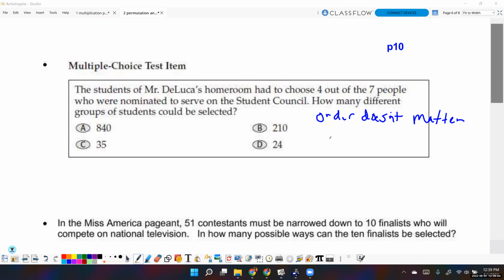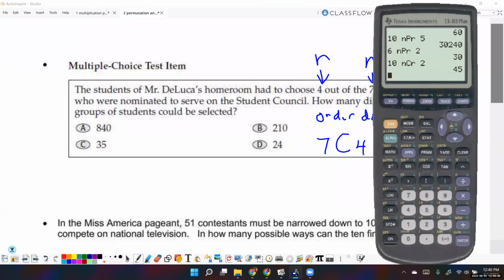Because order doesn't matter, we're going to use a combination. We have 7 people to choose from. We are picking 4 of them. So we're going to do 7C4. 7C4, we have 35.